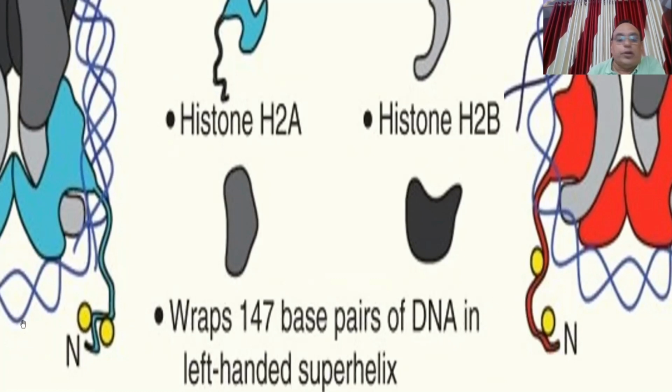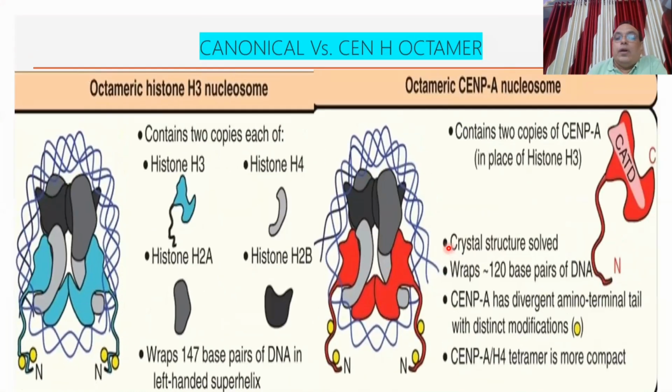I am comparing the two N terminals, you see here. The N terminal of CENH3, that is the H3 which is found at centromeres, and here the N terminal of the normal or canonical H3. So it is the difference of N terminals that makes the two behave in different ways. Although there are some other subtle differences also, the main difference lies at the N terminal of the two. These differences lead to the change in character.